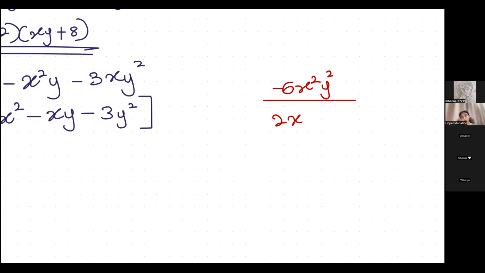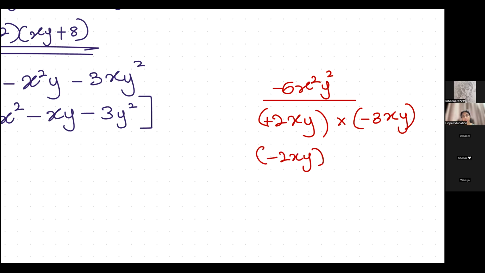2xy multiplied by 3xy. Since here the answer is minus, different signs have to be multiplied. So it should be either plus 2xy multiplied by minus 3xy or minus 2xy multiplied by plus 3xy.